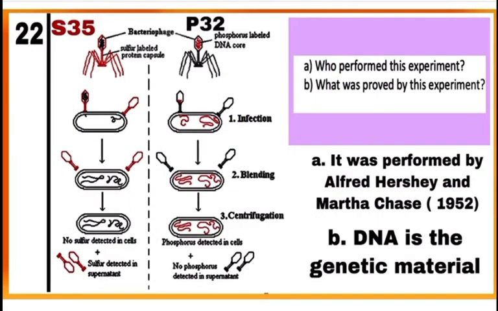22nd picture. This picture is showing another experiment performed by Alfred Hershey and Martha Chase in 1952. They proved that DNA is the genetic material through this experiment. They worked with viruses, bacteriophages that infect bacteria. They used radioactive phages. In one case, S35 was used to make protein coat radioactive, and in other, P32 was used to make DNA radioactive, and it was found that DNA is the genetic material and not the protein.